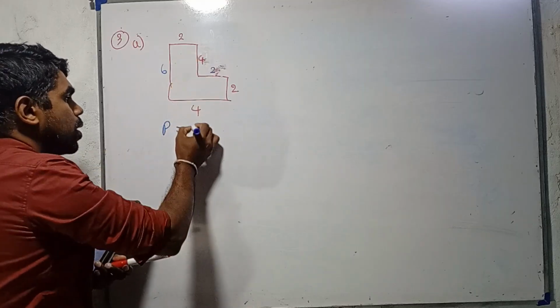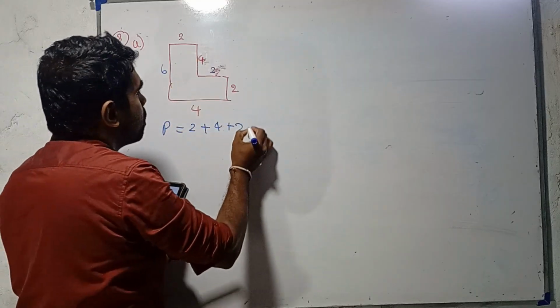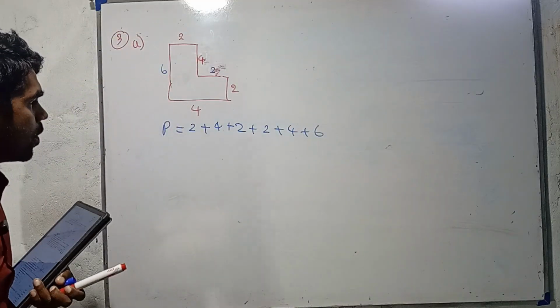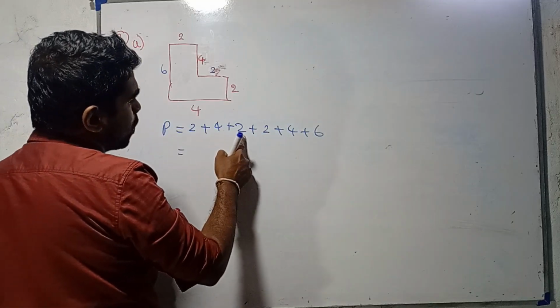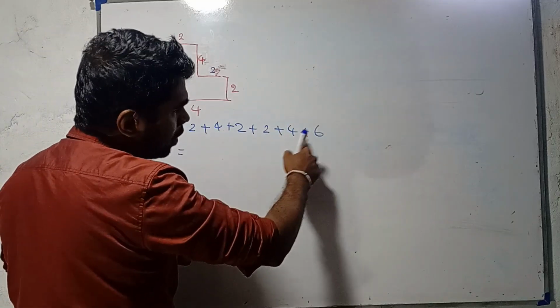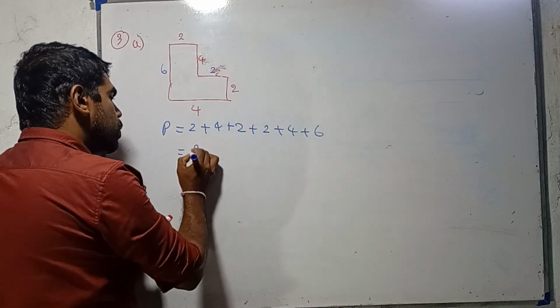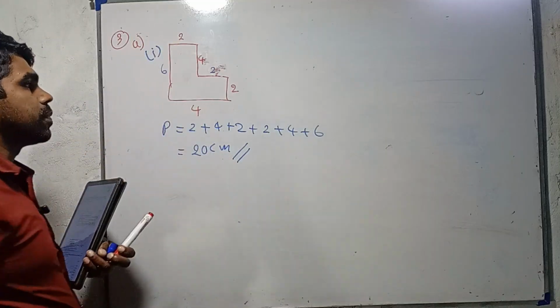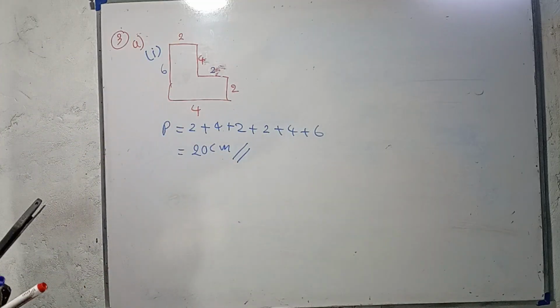Then perimeter is 2 plus 4 plus 2 plus 2 plus 4 plus 6. We have to add all sides. 2 plus 4, 6. 6 plus 2, 8. 8 plus 2, 10. 14. 14 plus 6, 20. 20 centimeters is the perimeter of the diagram in part 1.